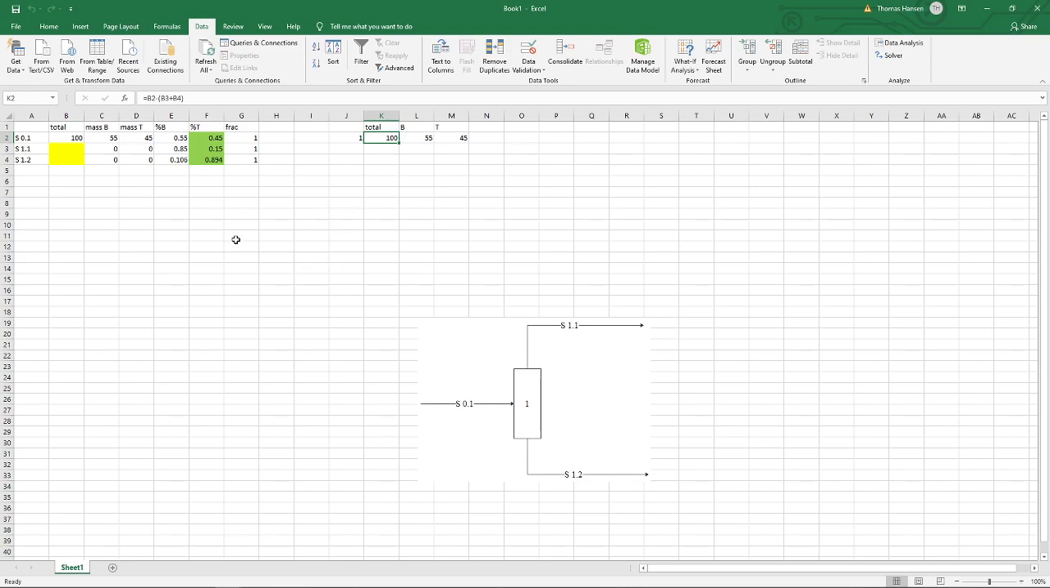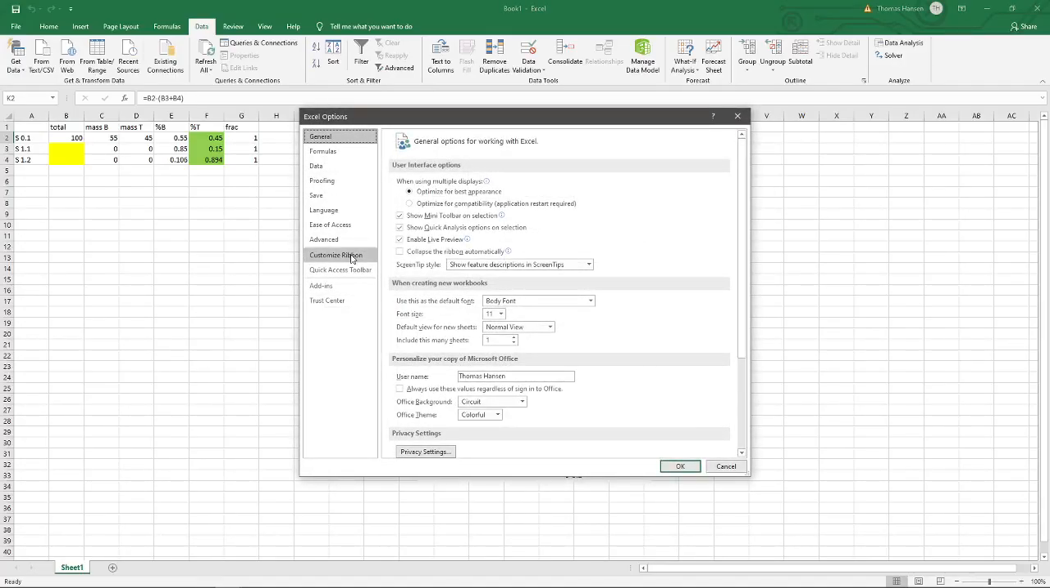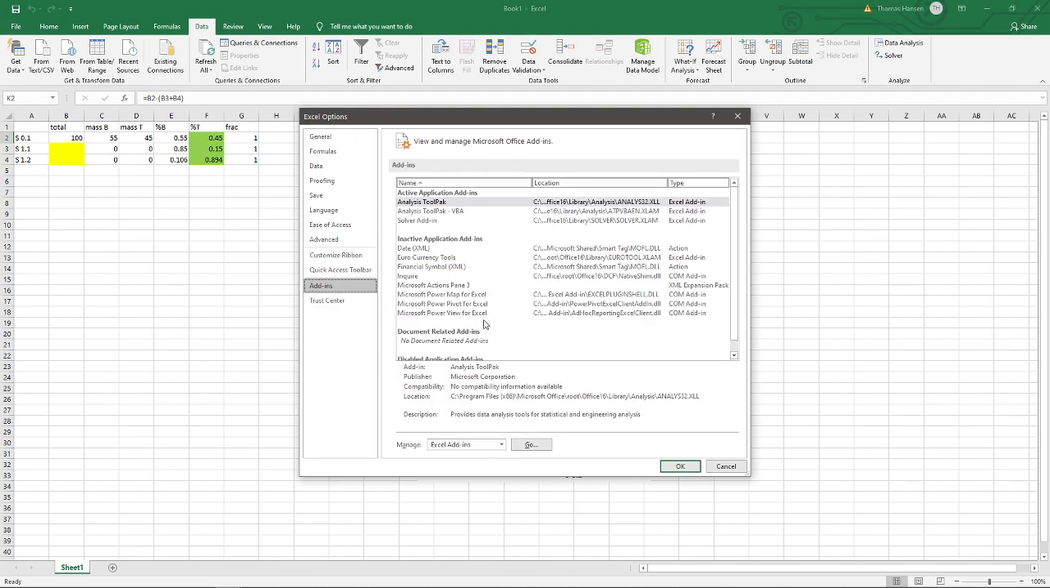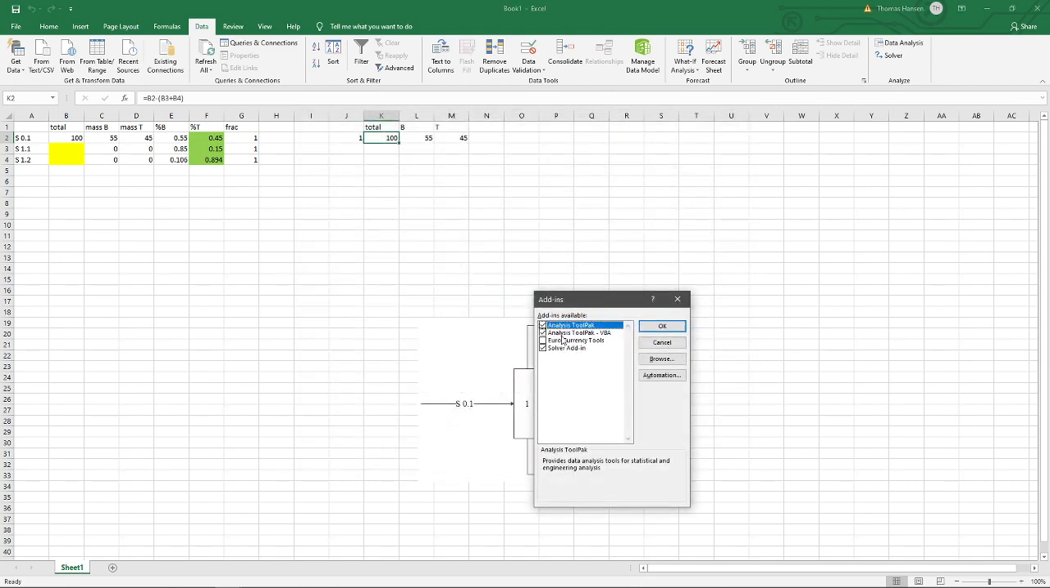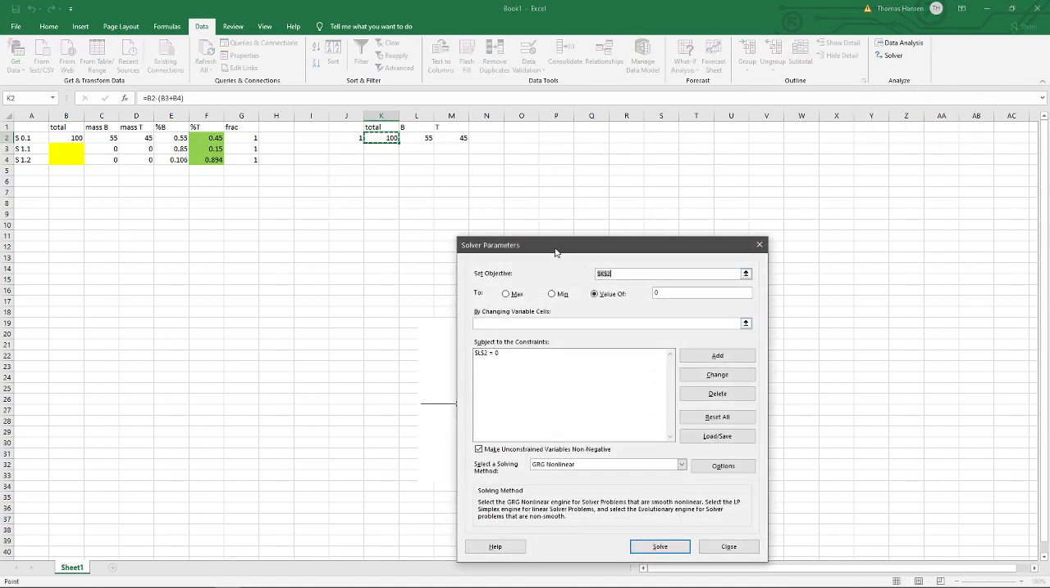Just to activate the Solver in Excel, we go to File, we go to Options, and then here we have our add-ins. And if you click Manage Excel Add-ins, Go, you can then check off Solver, and you have the Solver activated. And hopefully I'll just keep an eye on my stream. Now we have this. Okay, we'll just take that from the beginning.